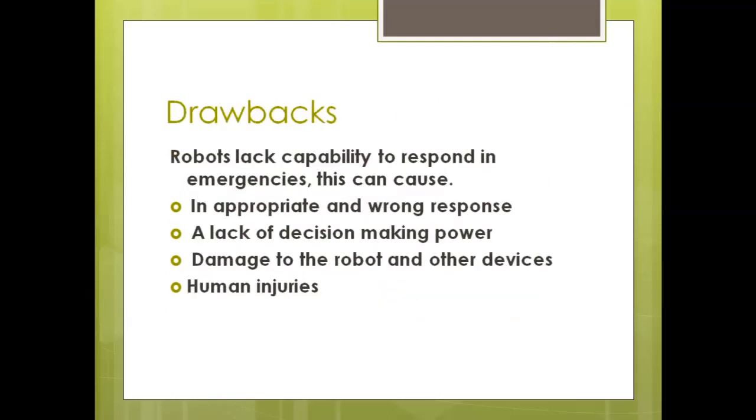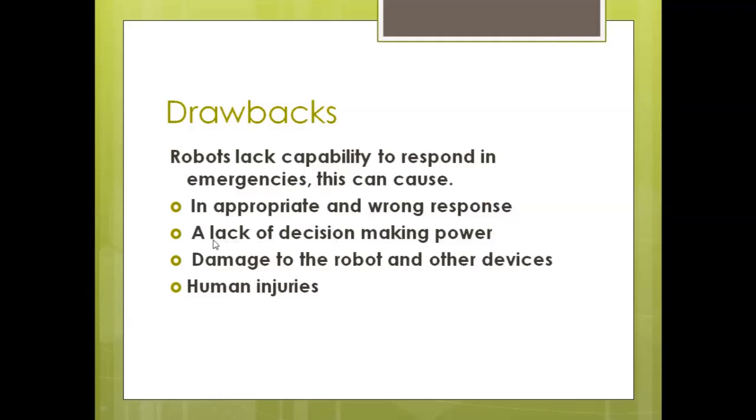The main drawbacks of the robots. Which are the main drawbacks of the robots? Robots have a lack of capability to respond in emergencies. This can cause, first one, inappropriate and wrong response. Sometimes robots can give an inappropriate and wrong response whenever there is an emergency, in very important cases. In those cases, some robots give an inappropriate and wrong response.